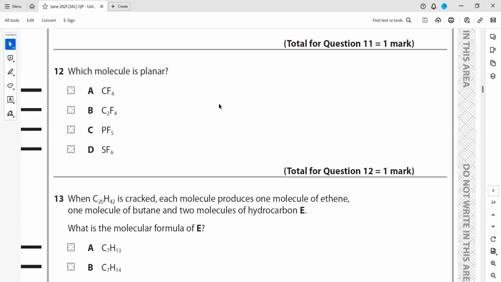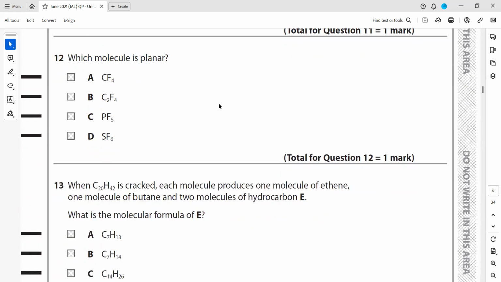Which molecule is planar? So when we talk about all the bonds in the same line, that refers to planar. So how to work out which is planar: it should not have any lone pair, because if there's a lone pair, then it will be either trigonal or trigonal pyramidal. So when we talk about SF4, CF4, carbon tetrafluoride.